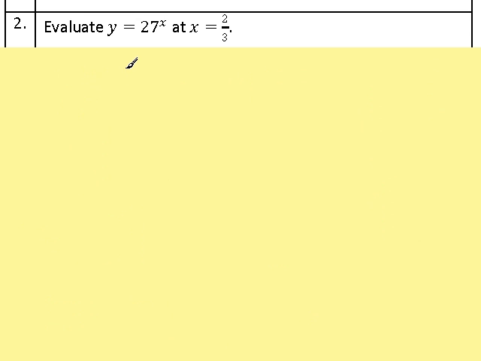Okay, here we're going to evaluate y equals 27 to the x equals 2/3. So let's do that. We're doing 27 to the 2/3. First we'll do the denominator. That means take the cube root of 27, which is 3. And now let's square that. Now we have this numerator here, and so we get 9.